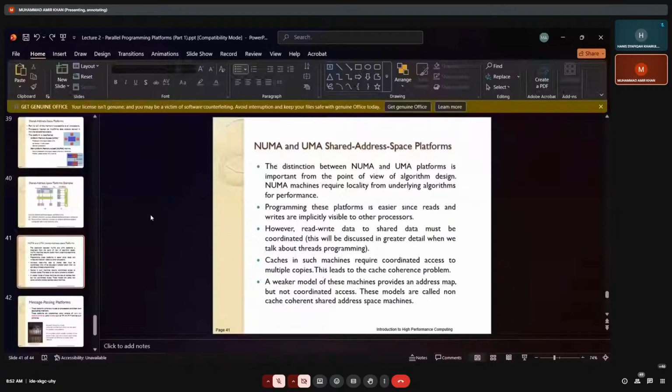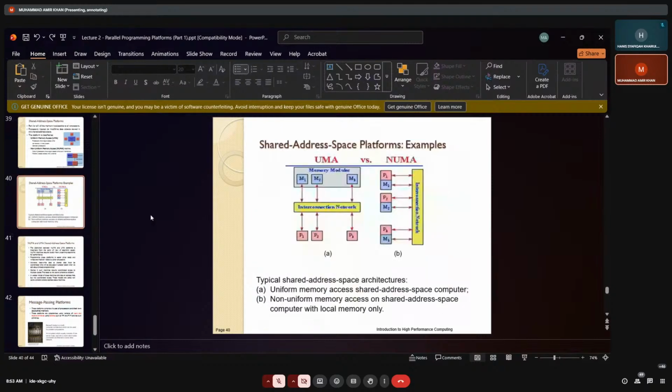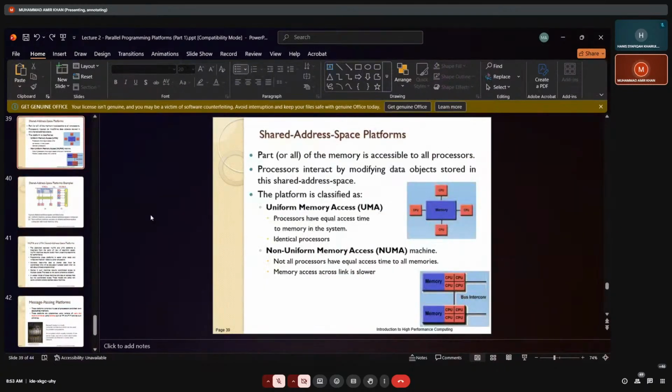Cache coherence means the same copy goes to the different caches. The weaker model of this machine provides an address map but not coordinated access. These models are called non-cache coherent shared address space machines. Anyway, we have two models, NUMA and UMA. UMA means processors have equal access time and identical processors. In NUMA, not all processors have equal access time to all memories, and memory access across the link is slower.